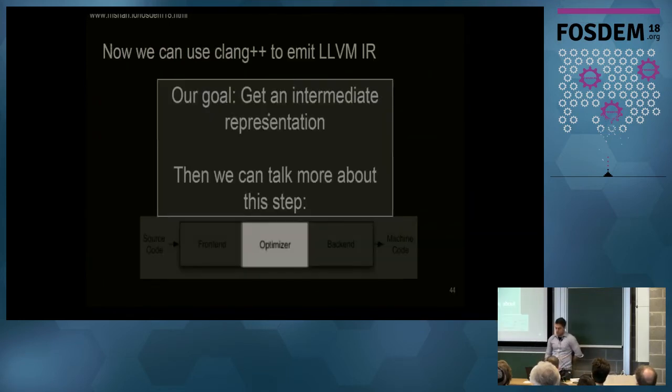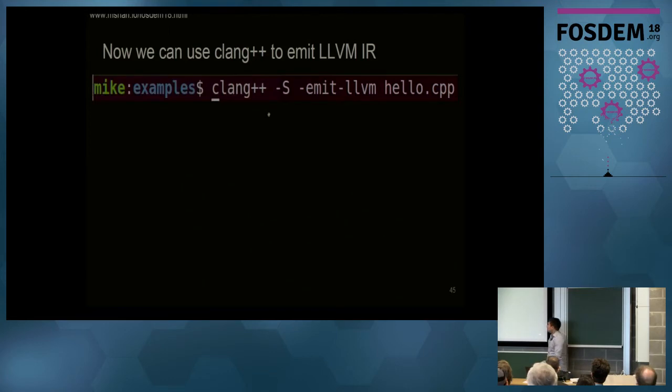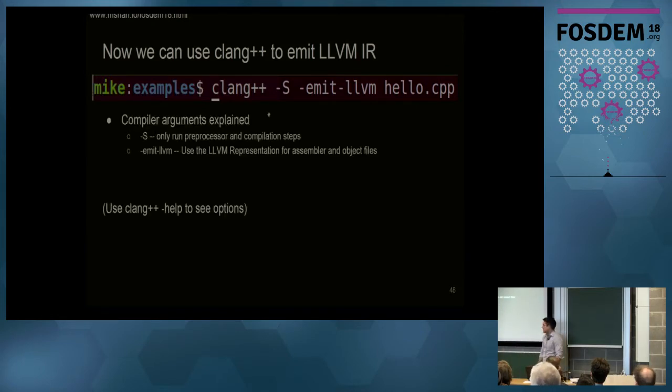All right, so now we can use Clang to emit some LLVM, get the IR. And keep talking about this step at the optimizer. So to do this, with Clang, we have some options, -S, and emit LLVM, and our source file. -S, similar to other compilers, tells you only run the preprocessor and compilation steps, so generate something. And the specific thing we're generating is the LLVM representation. Okay, that's our assembly here.